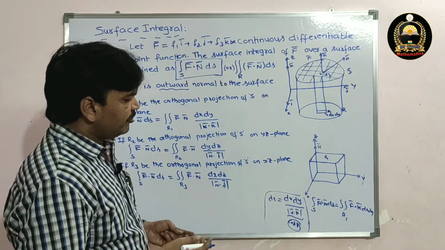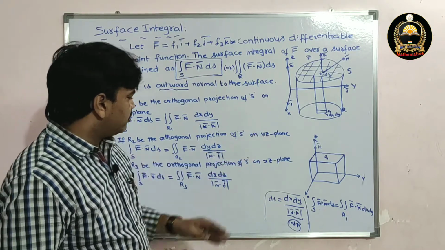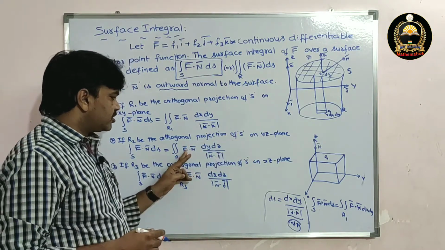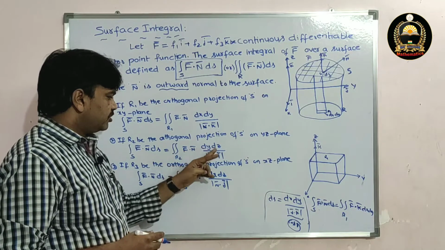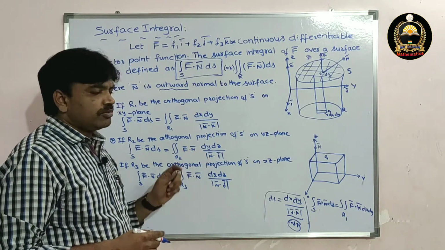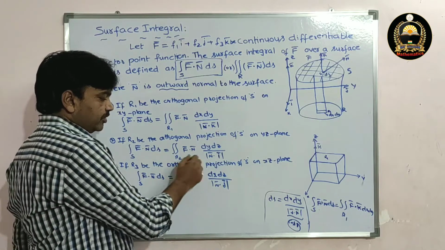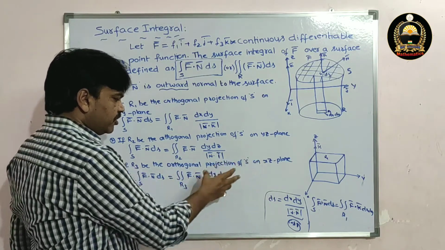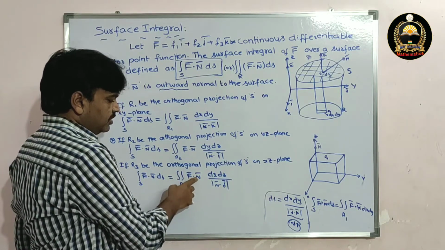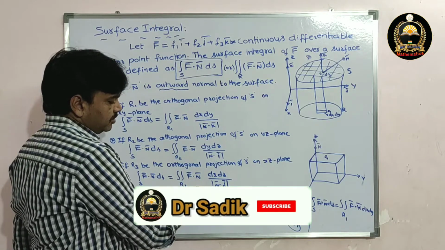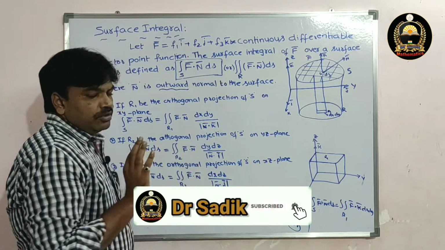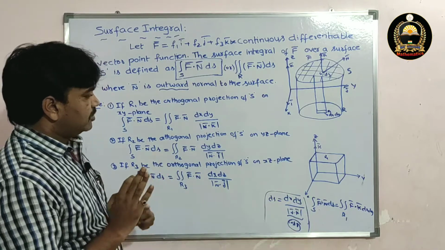Similarly, if I am taking the yz plane, I get f bar dot i bar, and the denominator value is 1. If I am taking the xz plane, n bar is j bar, so j bar dot j bar value is 1. Okay students, this is about the surface integral.